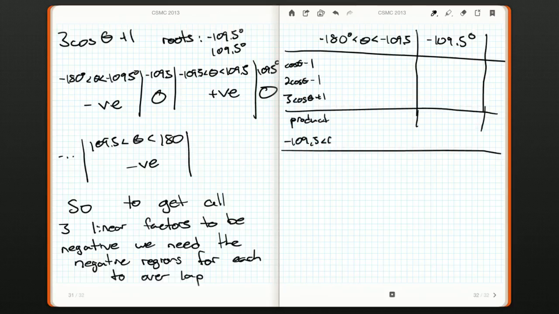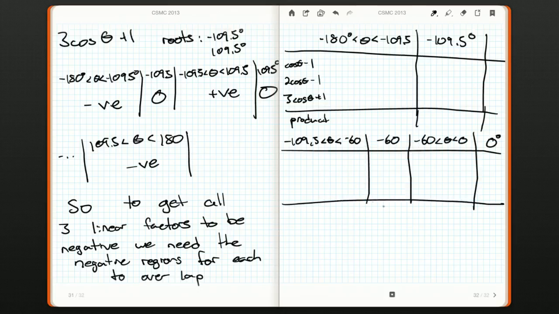So negative 109.5, and then the next one is negative 60, and then theta, and then less than 0, 0 degrees. Alright, so in this range, this one here is negative, this one here is negative, this one's negative, so the total product is going to be negative. At negative 109.5, these two are going to be negative, this one's going to be 0, so the product will be 0. Same with down here and here.